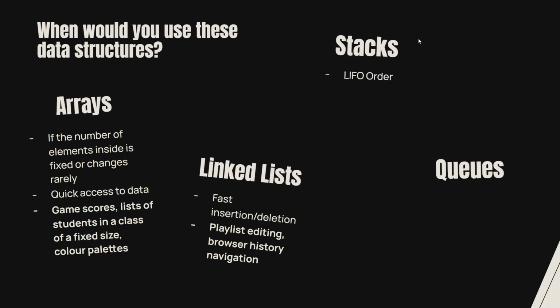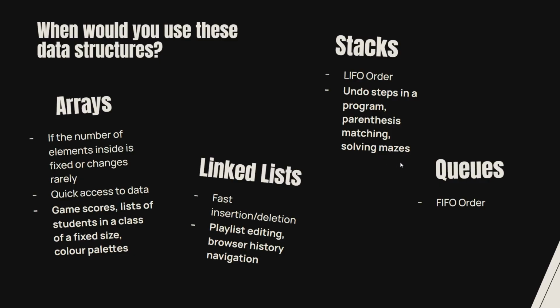Stacks are best if you want that last in, first out order, such as when you undo steps in a program. If I'm editing in Photoshop and I want to undo what I just did, the last thing you did, you'd pull from the stack and it'd undo that. In things like parentheses matching for evaluating equations, you put the opening parenthesis in a stack, and when you find the closing parenthesis, you pull it out and see if they match. Or in things like solving mazes, with recursion, if you want to undo and go back, you just pull the last thing you did from the stack. Queues, of course, have that first in, first out order as their benefit.